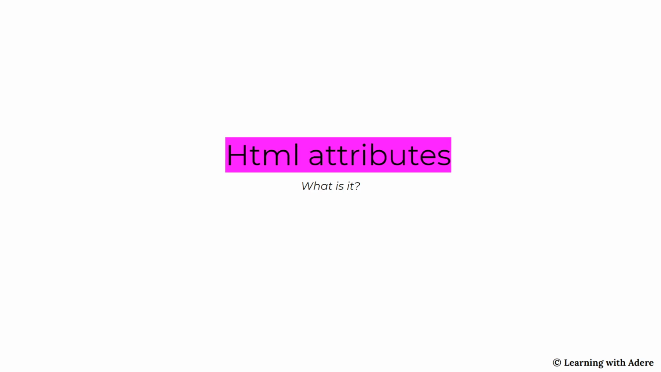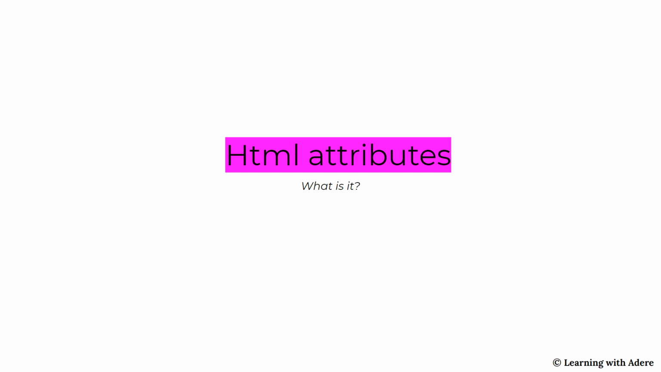Okay, HTML attributes. What is it? You can pause the video if you want to say your own answer, but I'll be revealing it now. If you always forget what HTML attributes are, you can compare it to real world attributes, because almost everything has an attribute. We humans have attributes. For example, an attribute of a human is our eye color.